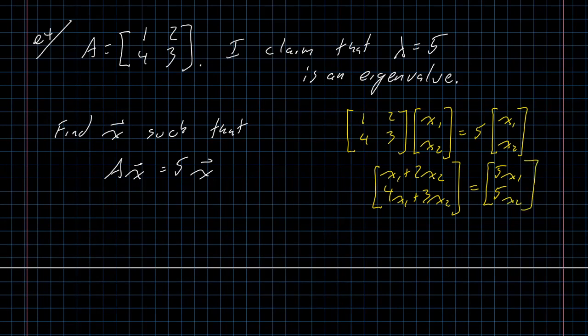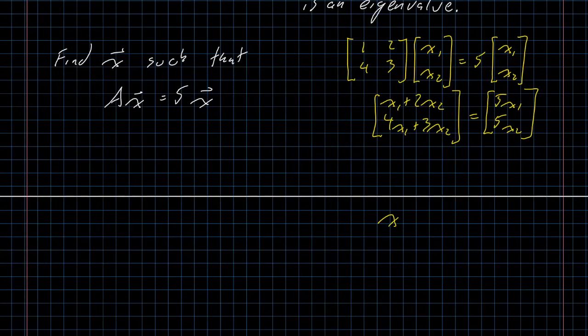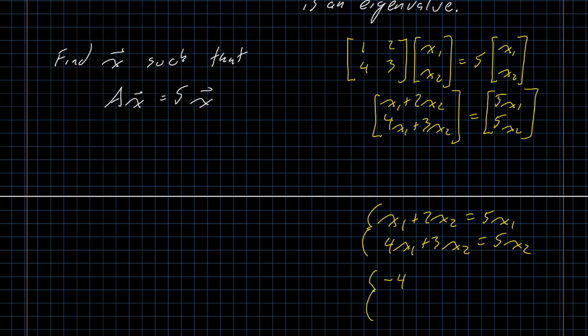And I can turn that from a vector equation into a system of equations. x1 plus 2x2 equals 5x1. 4x1 plus 3x2 equals 5x2. Although that's not a very common way of writing out something like this. So maybe I should rearrange by subtracting the right-hand side and getting this equal to 0. Right? x1 minus 5x1 is negative 4x1 plus 2x2 equals 0. On the second equation, I have 4x1, and then 3x2 minus 5x2 is minus 2x2 equals 0.